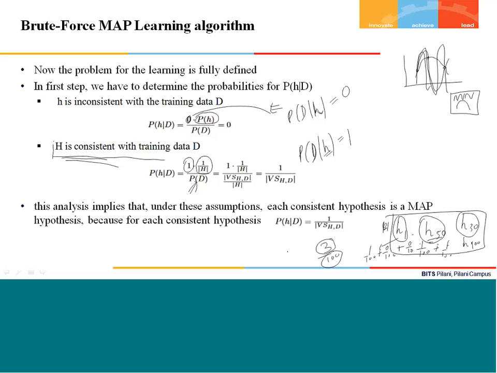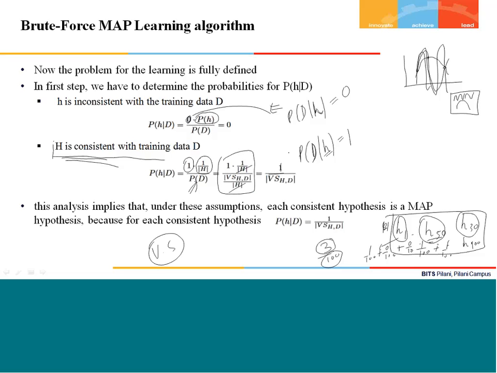So this VS is the version space. Version space means all the hypotheses that are consistent with the data in the given space H. So this is the version space. Now when you put this expression in and simplify it, this |H| gets cancelled with this |H|, and finally you get this 1 by |VS|.